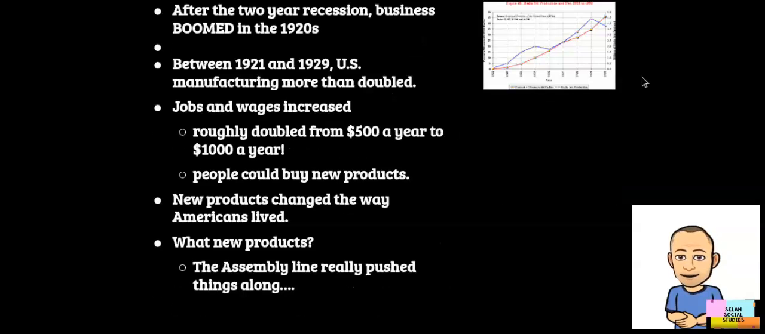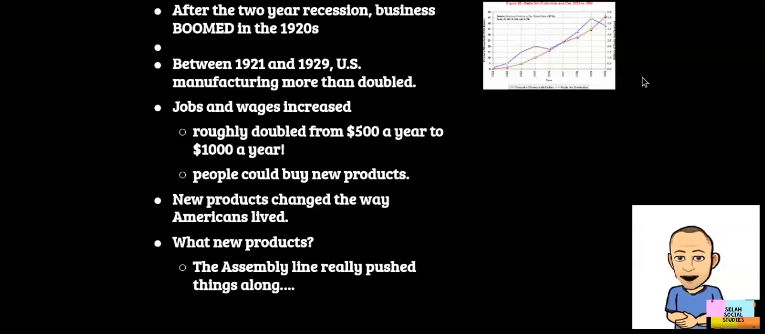After the recession and throughout the 1920s, businesses and the American economy rebounded, achieving record highs and creating a whole lot of wealth. Between 1921 and 1929, manufacturing in the U.S. more than doubled, and jobs and wages secured large increases, like American salaries, or money people got paid for doing work, roughly doubled from $500 to $1,000 a year.